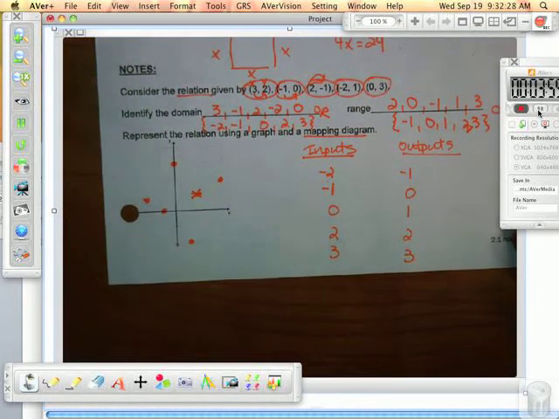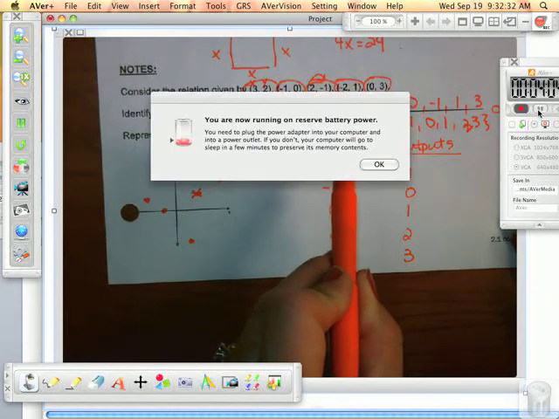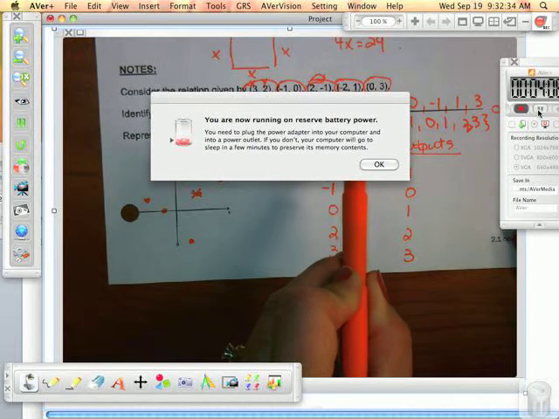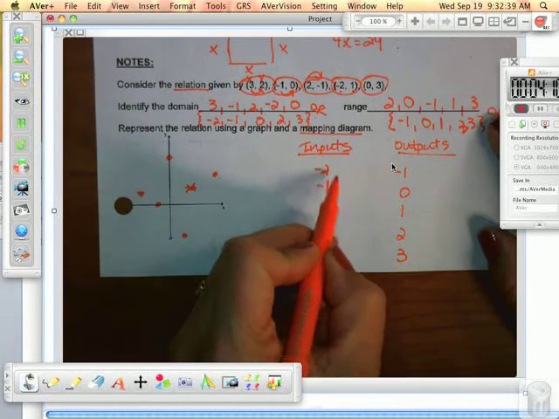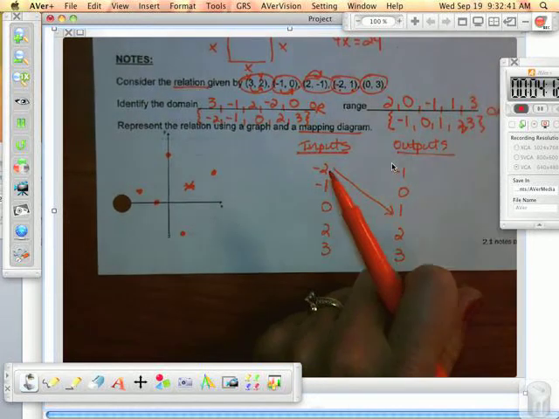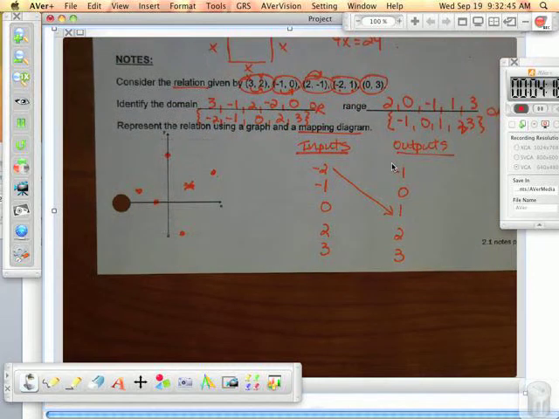All right, so now we have to map. So we go to negative 2 in our set of points. Negative 2 mapped to what number? So negative 2 went to 1. Okay? You guys do the rest of them real quick. Go up to the ordered pairs so you can see where they map to.